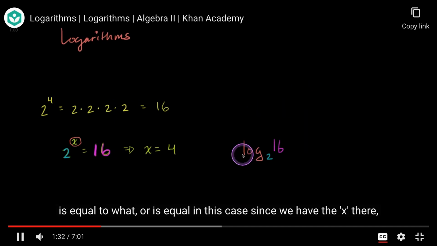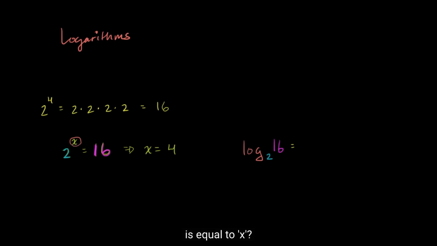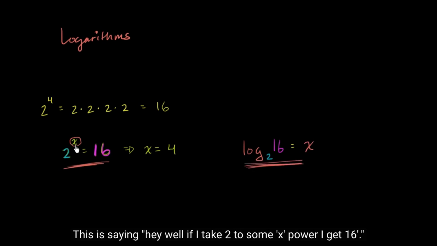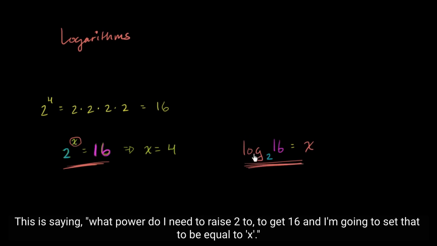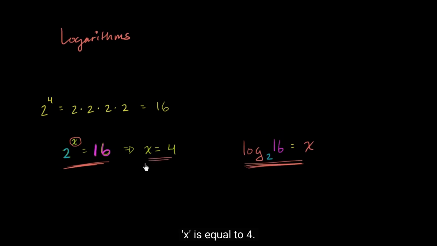16 is equal to what? Or, in this case, since we have the x there, is equal to x. This and this are completely equivalent statements. This is saying, well, if I take 2 to some x power, I get 16. This is saying, what power do I need to raise 2 to get 16? And I'm going to set that to be equal to x. And you would say, well, you have to raise it to the 4th power. Once again, x is equal to 4.